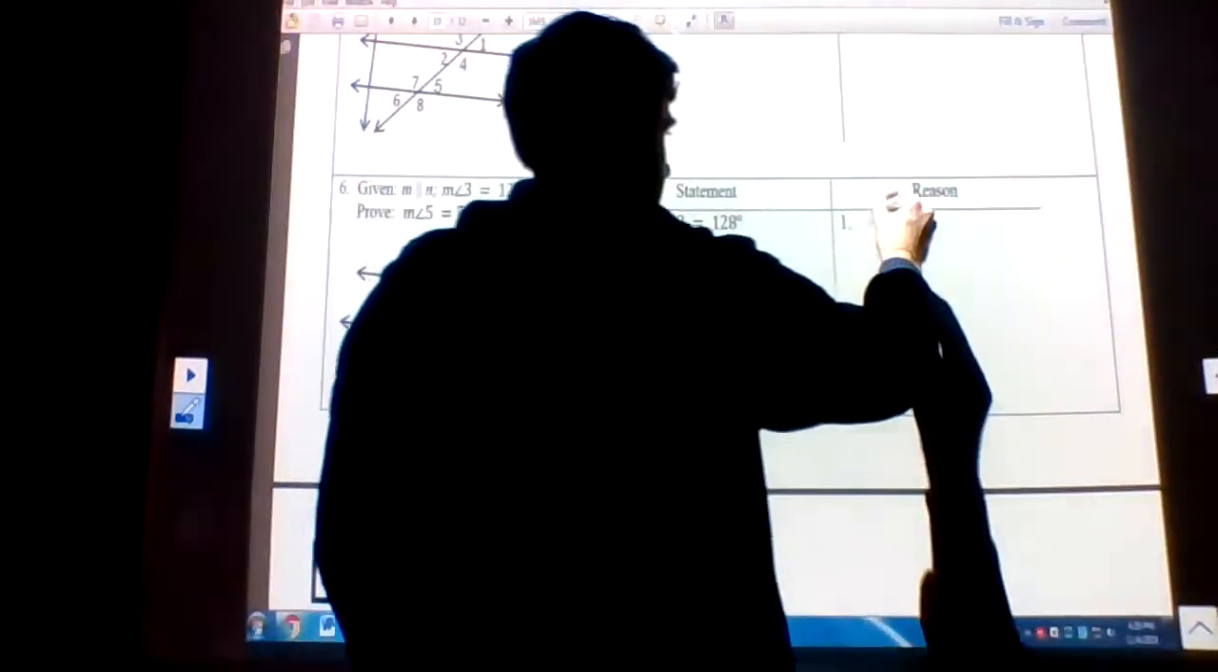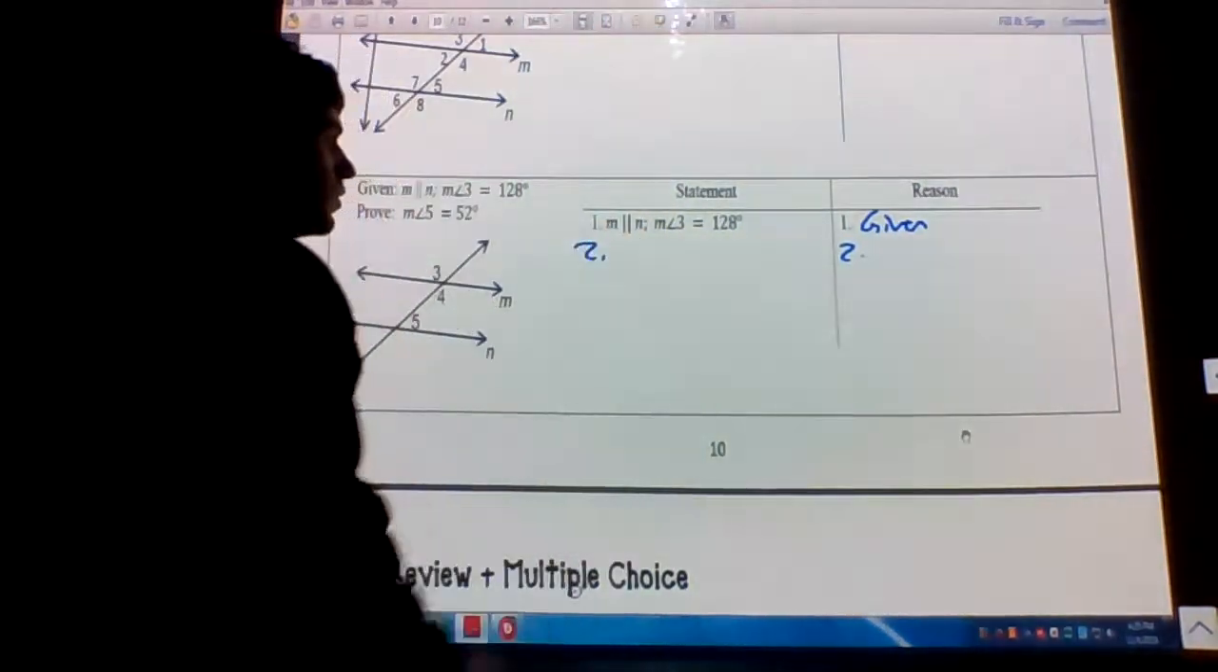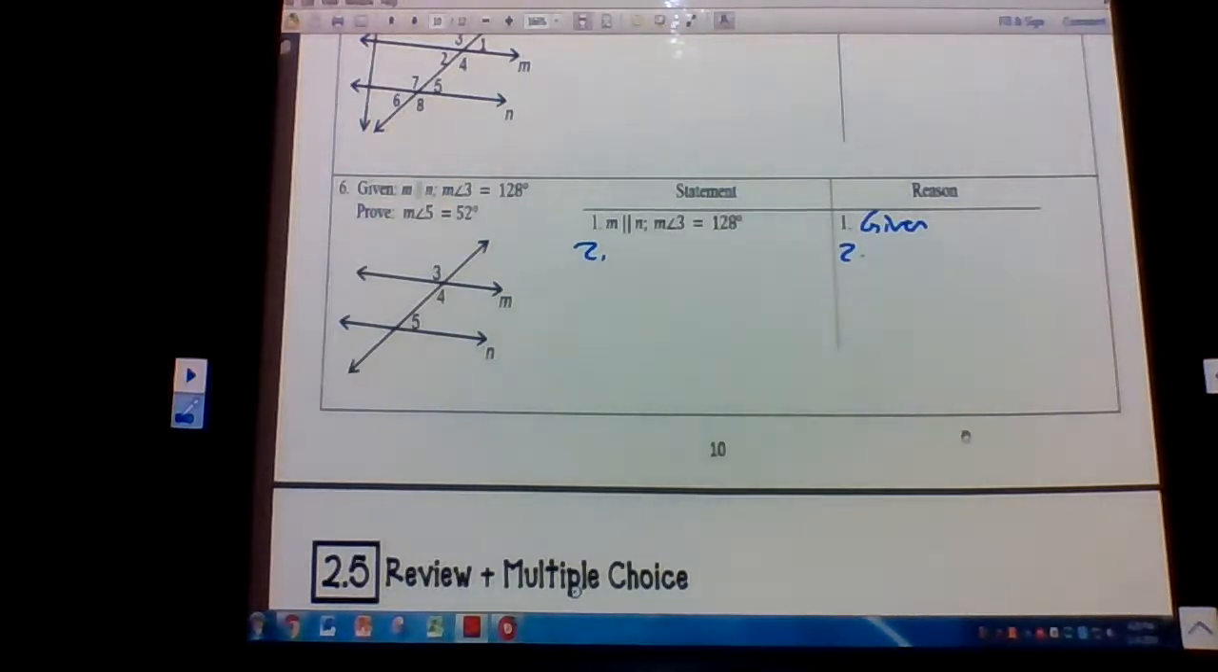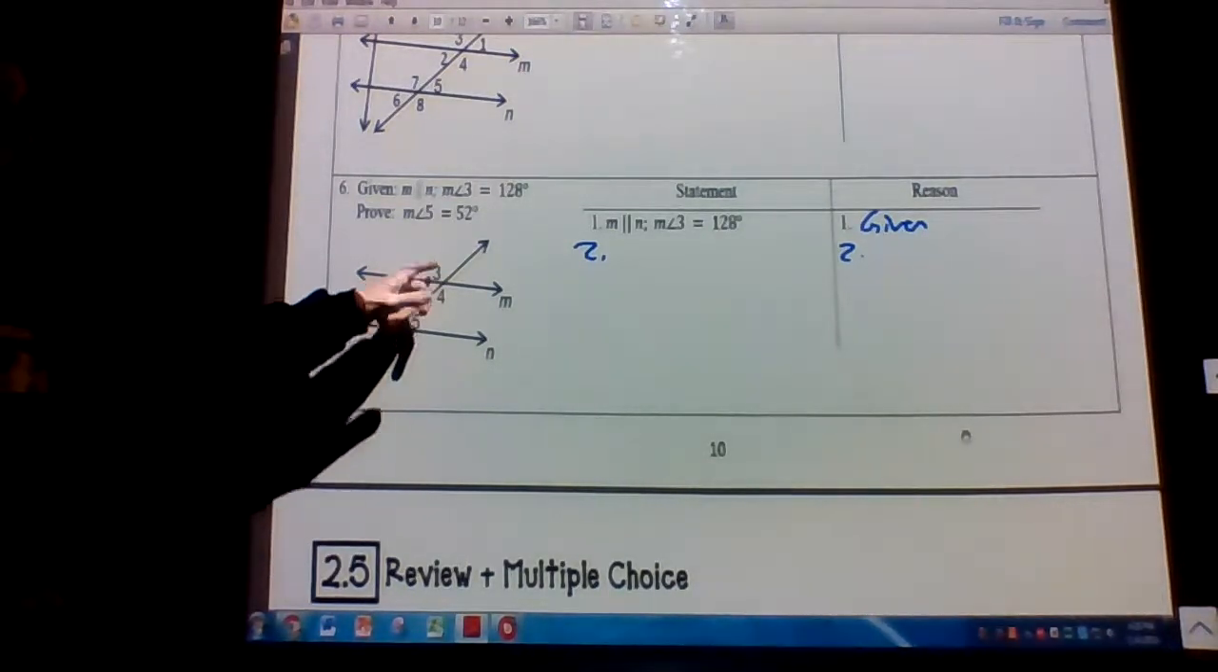So we're given a given. M is parallel to N. We know the measure of angle 3 is 128. So we need to get from 3 to 5. So they want us to go from 3 to 4 here.